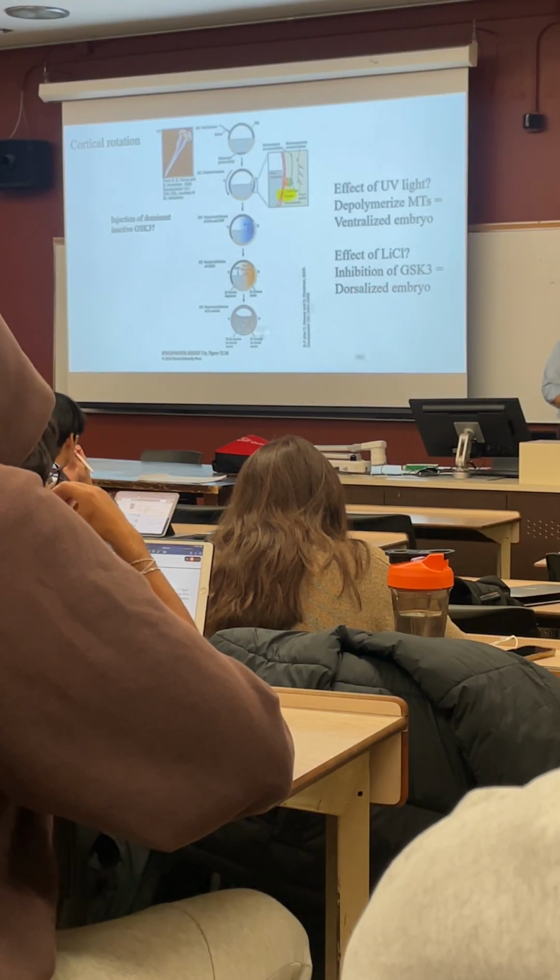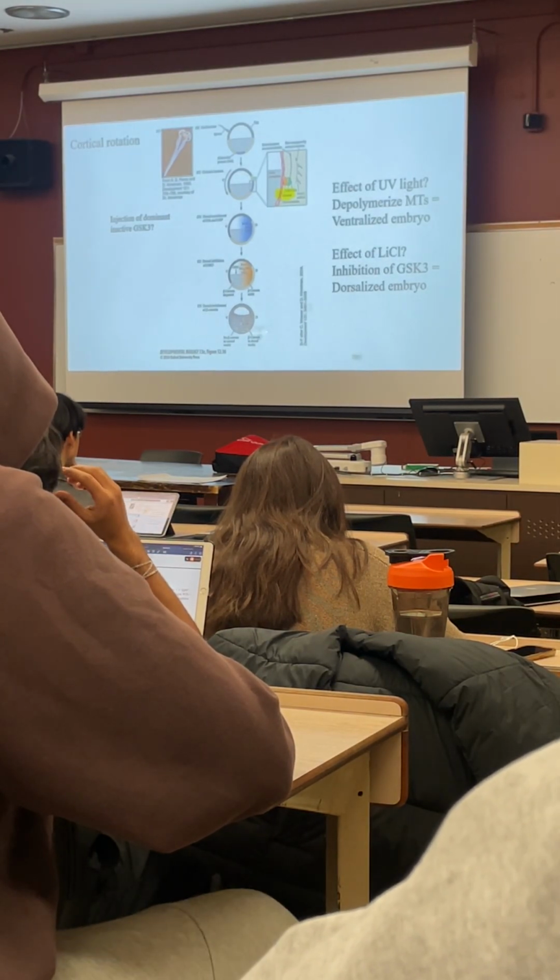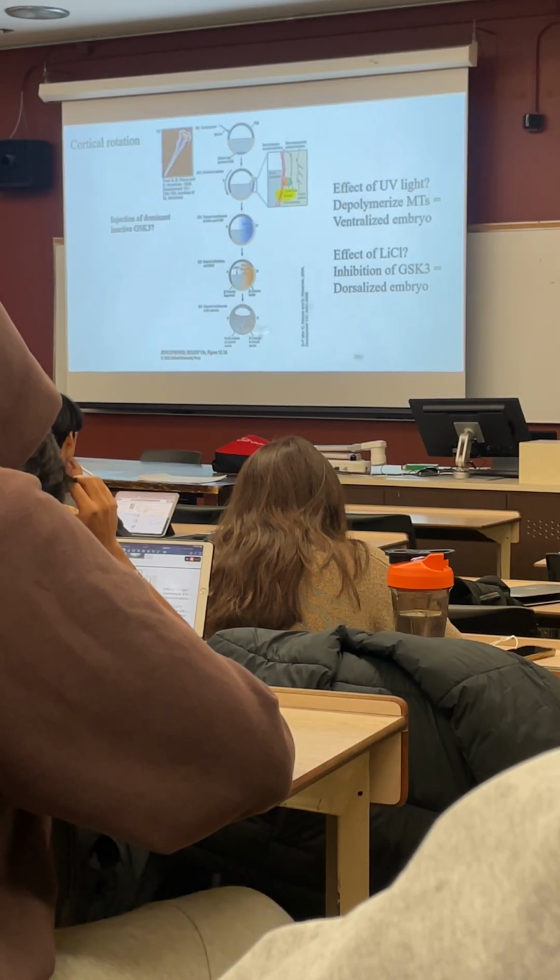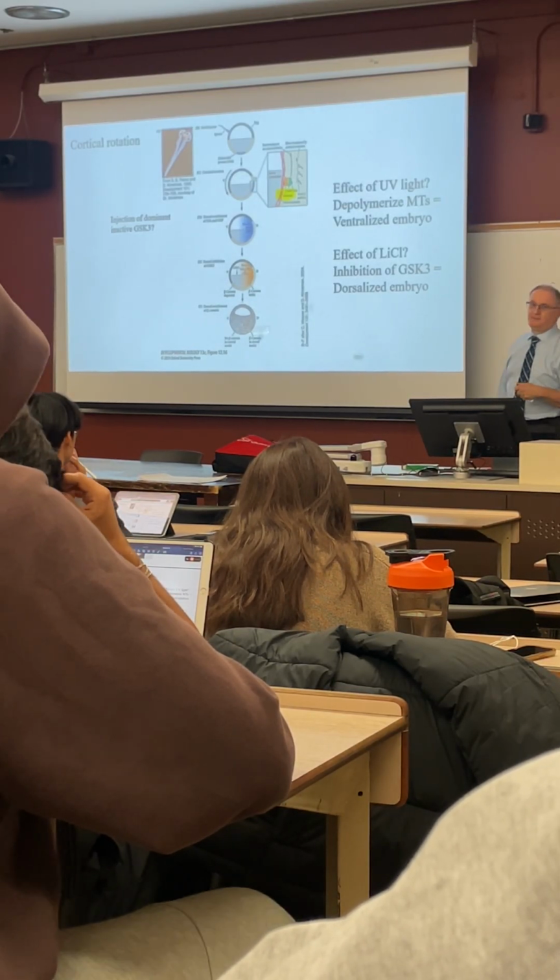It's more complicated than that, and we'll see that in a second on the next slide. But does everyone get the basics of how you get beta-catenin opposite the sperm entry point? That good?